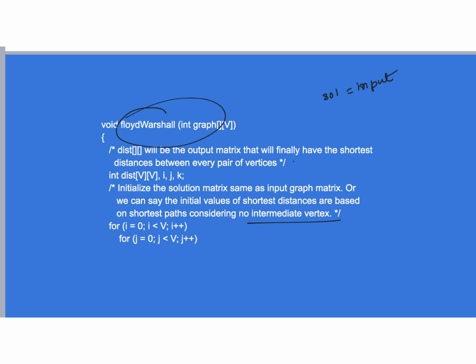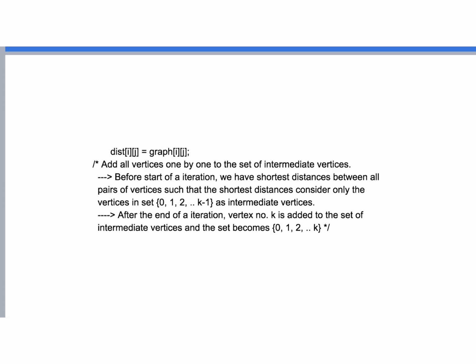Then we use two for loops and iterate over each possible pair of vertices, and then we calculate the distance. So we go and initialize that. What this means is we're just initializing the solution as the input graph. Okay, so now we add all the vertices one by one to the set of intermediate vertices.